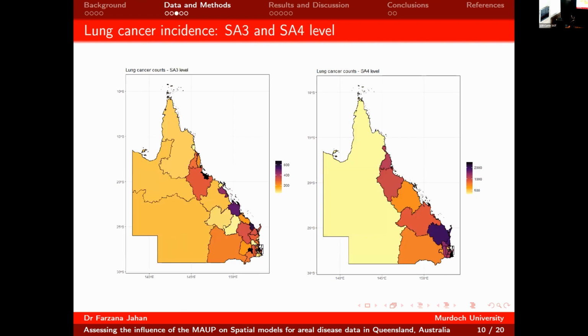Here you could see more aggregation happening. So the first one is giving you SA3. So the numbers go even higher because now the boundaries are higher. And then you could see what's happening in SA4. You have a very low number of SA4s. That's why in each of the areas, the number of cancer incidents, or lung cancer incidents, is high.